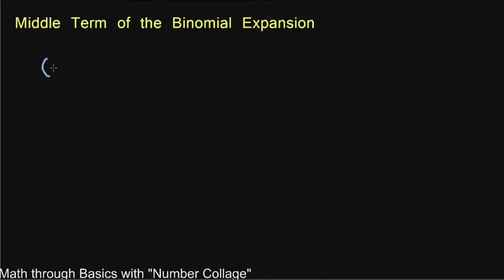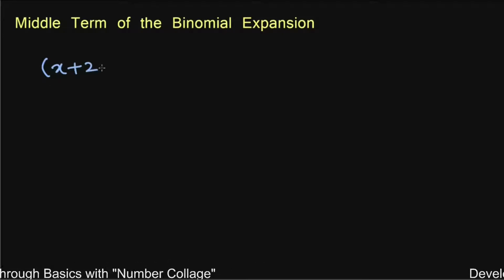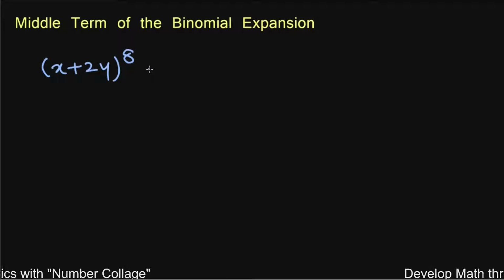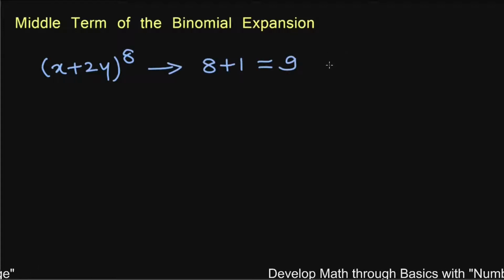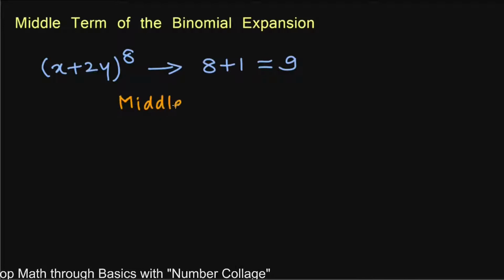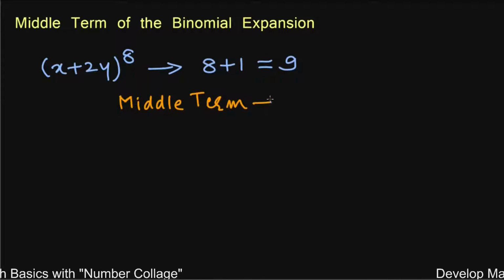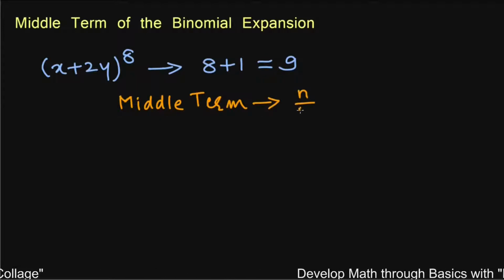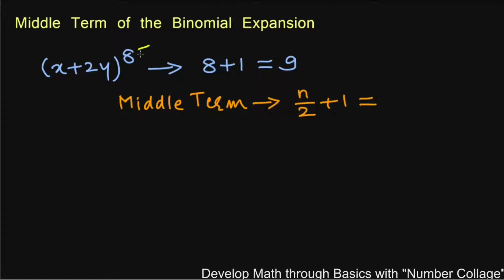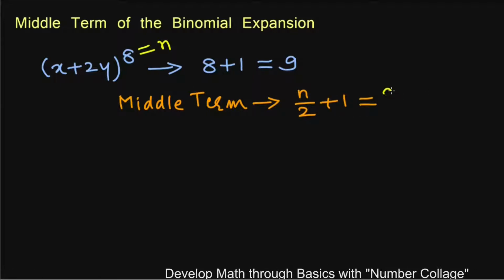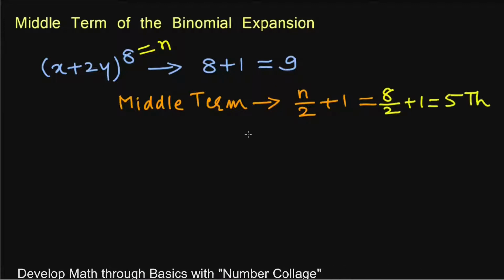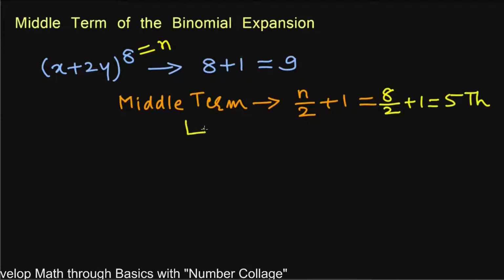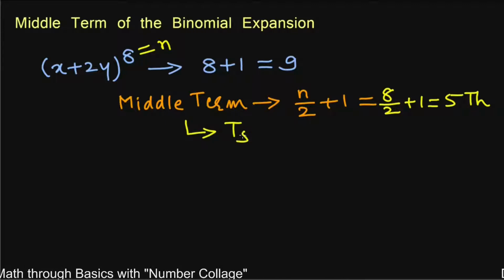In the binomial expansion of (x + 2y) raised to 8, there will be 8 plus 1, 9 terms in the expansion. So the middle term of the expansion will be n upon 2 plus 1. Here n equals 8, so it will be 8 upon 2 plus 1, fifth term. So the middle term in this case will be t5, fifth term.